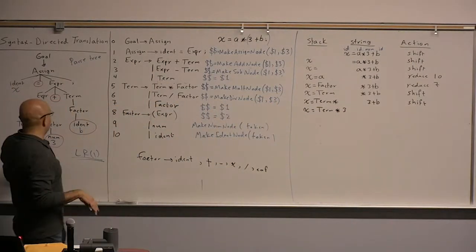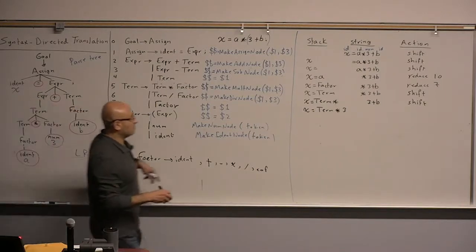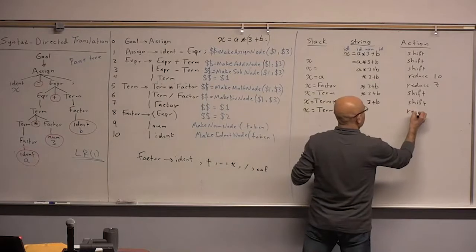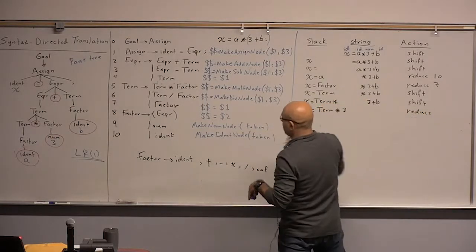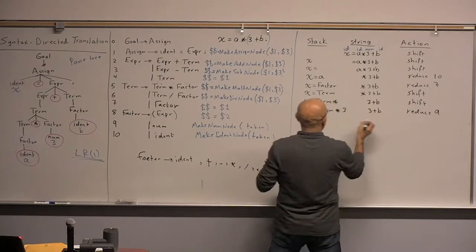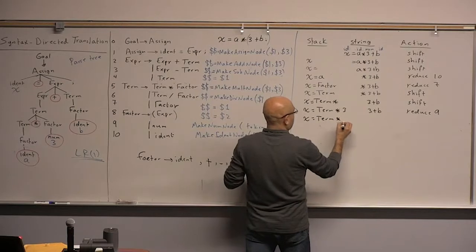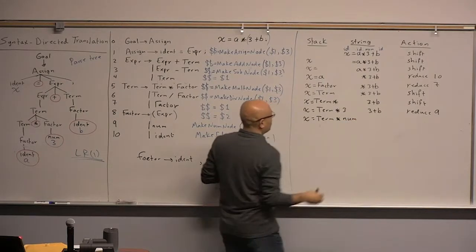Now, what is the right thing to happen to the 3? Reduce. Yeah, reduce it to a factor. So reduce by rule 9. Of course, this is still 3 plus b. And this is going to do x term times number.